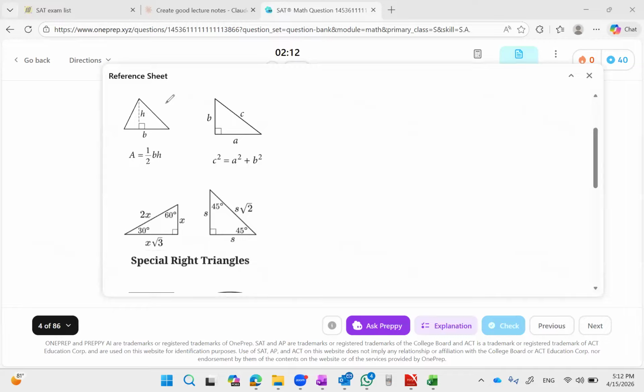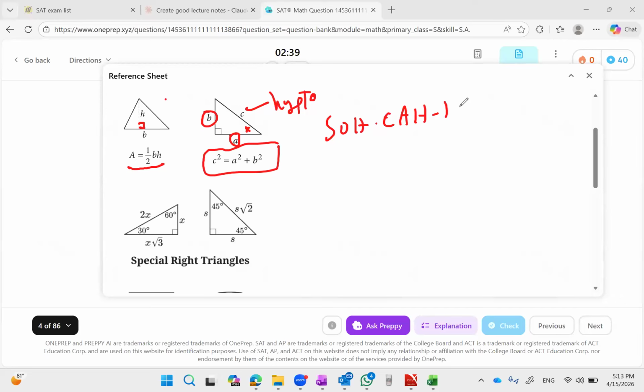The first rule is that the area of the triangle is equal to half base times height, and the height should be perpendicular to the base. And the Pythagorean theorem, which is c squared equals a squared plus b squared, and of course c is the hypotenuse. Let me remind you that if I have an angle x here, this is considered to be opposite, and this will be adjacent, and you use SOH CAH TOA. This is a part of trig.